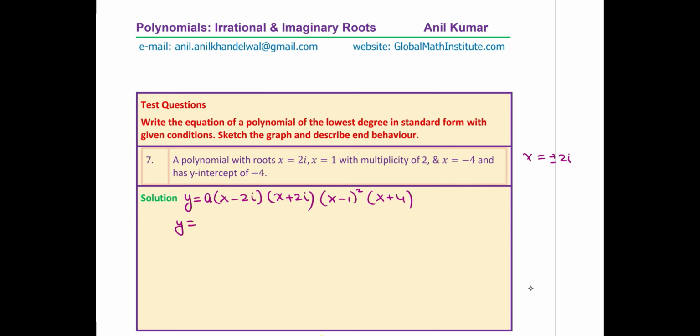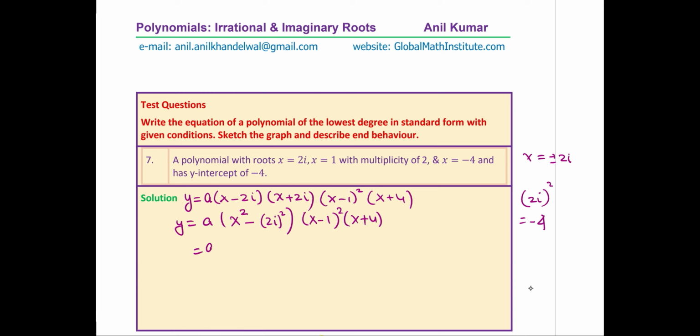Now, this equation can be simplified, and we do the difference of squares. So we get x squared minus (2i) squared. Let me write (2i) squared first, right? So (2i) squared is equal to what? It is minus 4, correct? So when you write minus 4 here, it becomes plus 4, right? So let me first write this as x squared minus (2i) squared, just to make it absolutely clear. The other factors are (x minus 1) whole squared times (x plus 4).